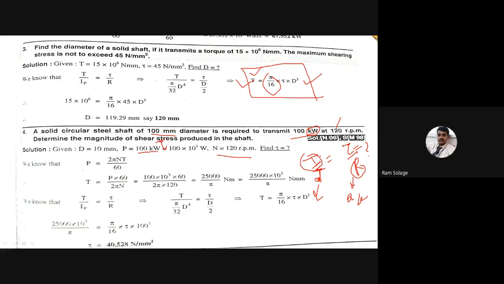आता आपला T पण unknown आहे आणि tau पण unknown आहे. One equation, 2 unknowns. It is not possible to solve the 2 unknowns in the one equation. So first of all, we will calculate the value of T and then we will calculate the value of tau. How to calculate the value of torque T? That's why they are mentioning one extra parameter. They are mentioning the value of power. Correct. Very good. So with the help of power, P is equal to 2 pi N T divided by 60.